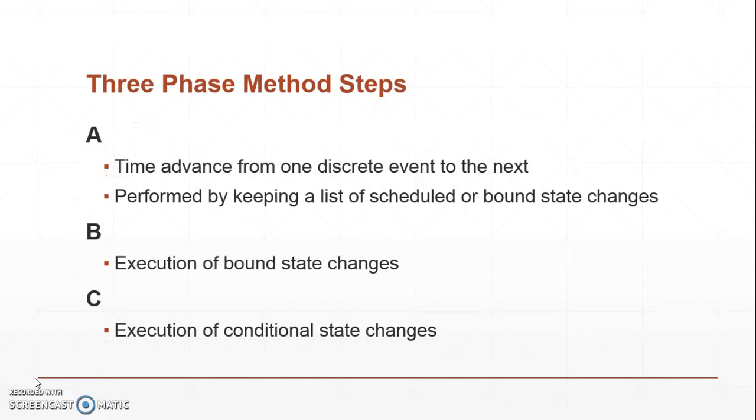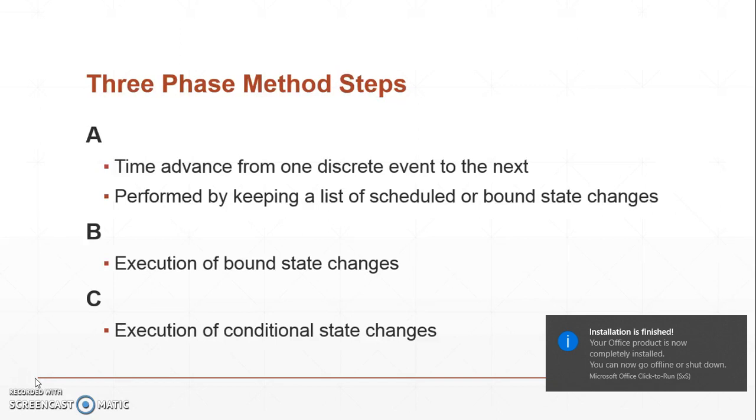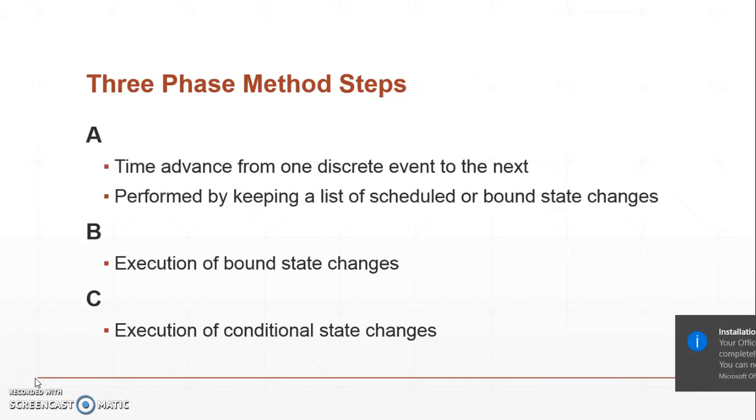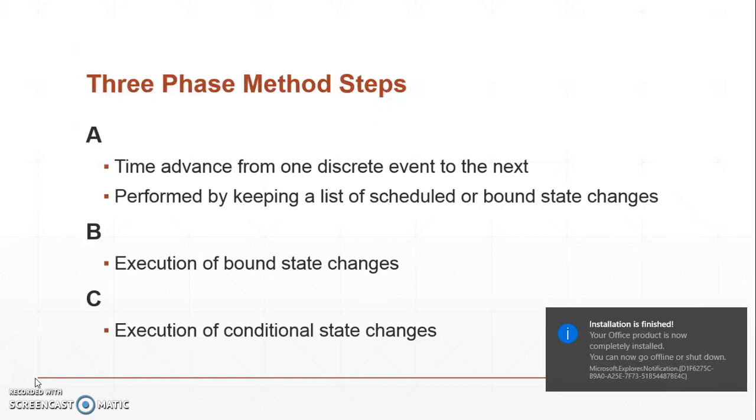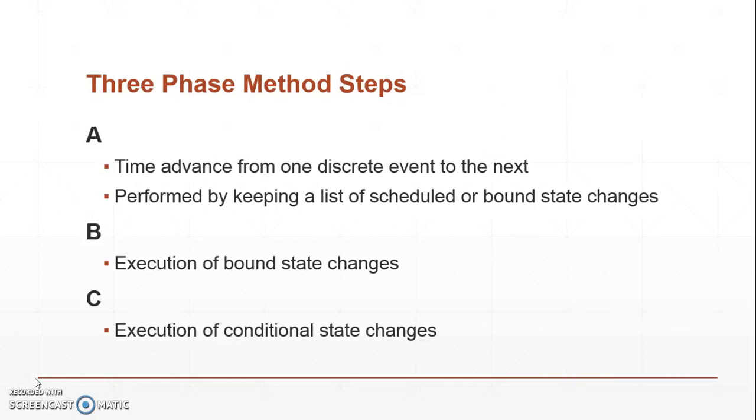Next we have steps A, B, and C, and these occur at each event. A is the time advance from one discrete event to the next, and it's performed by keeping a list of scheduled or bound state changes. B is the execution of bound state changes, while C is the execution of conditional state changes. In A, a timing routine scans the list to find the smallest time and then advances the variable representing the present simulation time, or clock, to the smallest time.